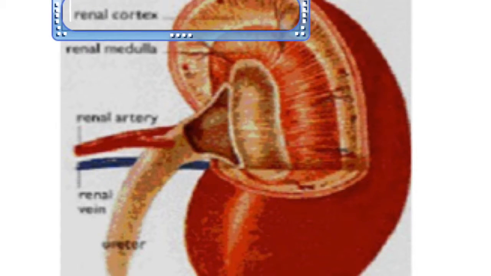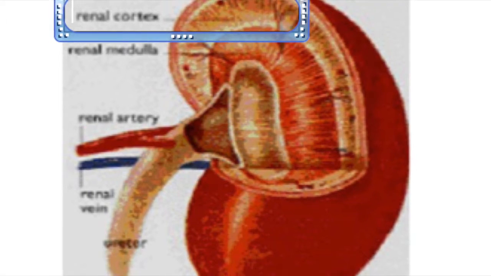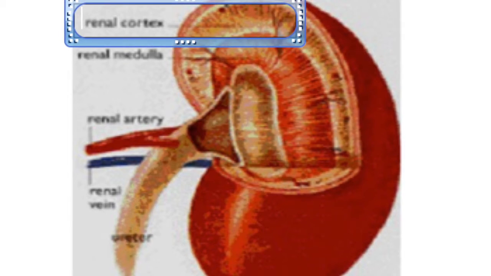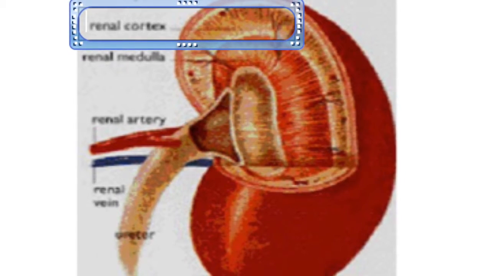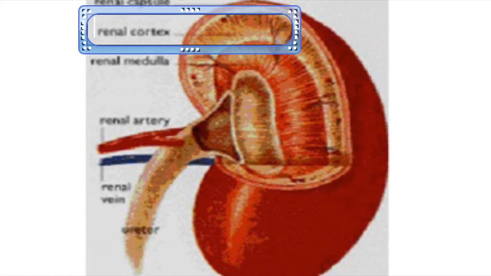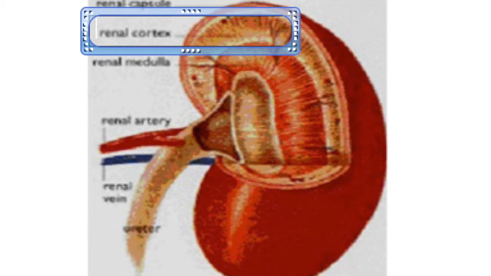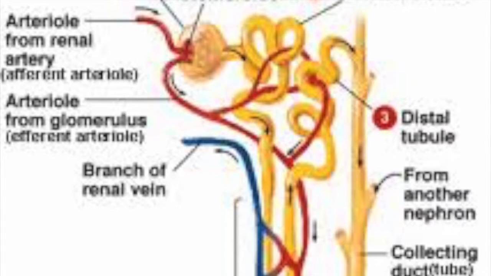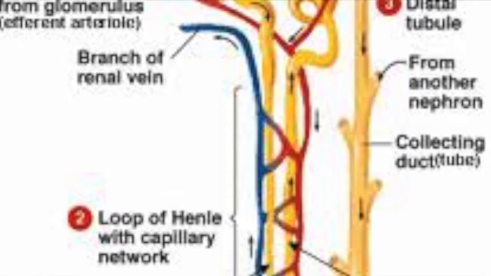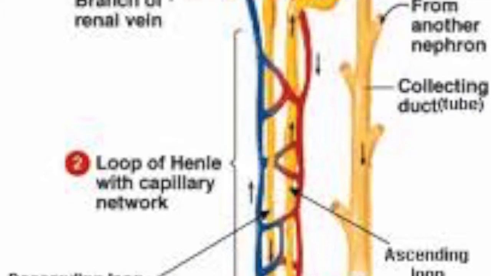Next, we have the renal cortex. The renal cortex is the outer part of the kidney and has a reddish color. It also has a smooth texture and is the location of the Bowman's capsule and the glomerulus, in addition to the proximal and distal convoluted tubules and their associated blood supplies.